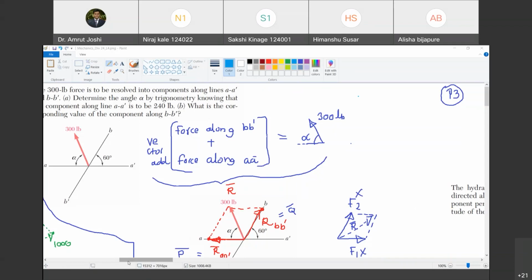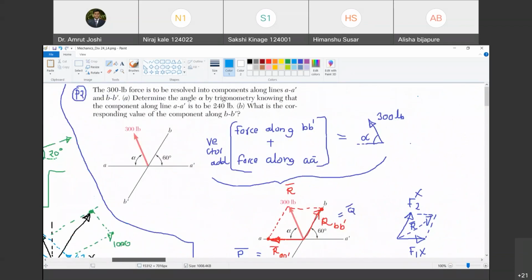Now in this problem, what was asked? This is a 300-pound force given at an angle of alpha with reference to direction AA dash, and with reference to direction BB dash, the direction BB dash makes an angle of 60 degrees. This is how it is given. Are you with me? Yes, sir. And then we have to determine angle alpha by trigonometry.